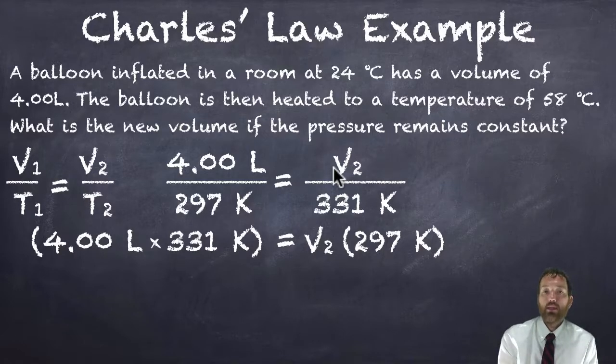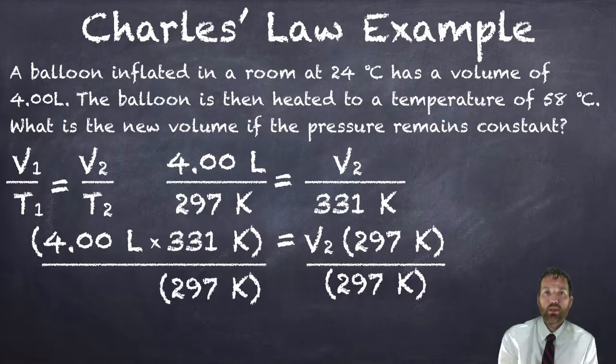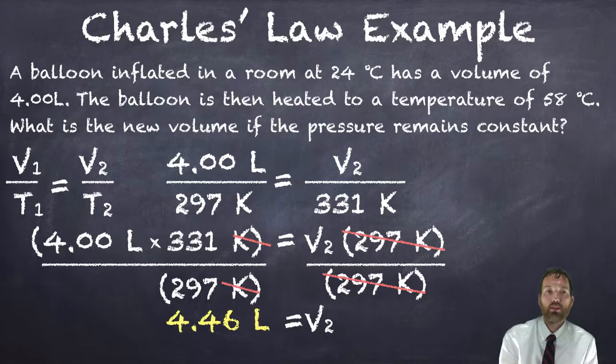So next we need to isolate our variable V2. We're going to divide both sides by 297 Kelvin. 297 divided by 297 on the right will cancel out. And V2 is going to be equal to 4.00 times 331, enter, divided by 297. The Kelvins cross off, I'm left with liters, which is a unit of volume, so that's probably set up correct. And your answer, if you type this in correctly, is 4.46 liters.